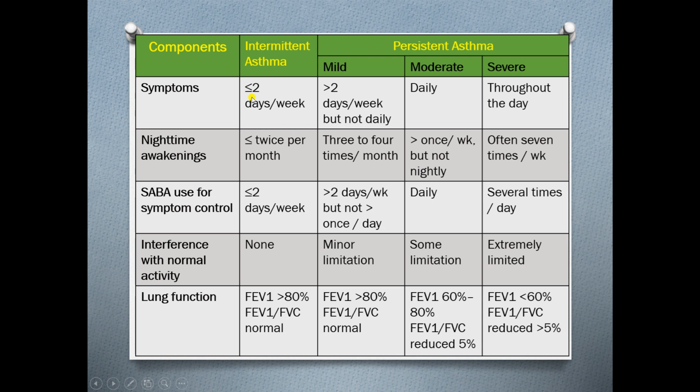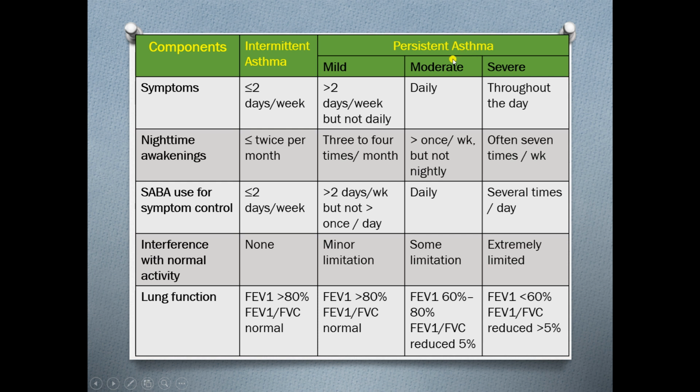Symptoms are less than or equal to 2 days per week. Nighttime awakening is less than twice per month. Short-acting beta 2 agonist used for symptom control is less than twice per week, and interference with normal activity is none. Lung function: FEV1 is more than 80% and the FEV1/FVC ratio is normal. This defines the patient as intermittent asthma or acute simple asthma.